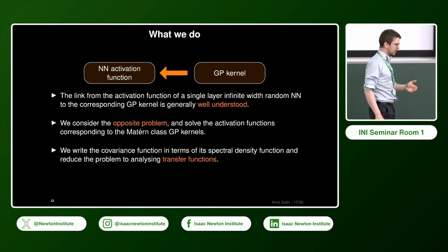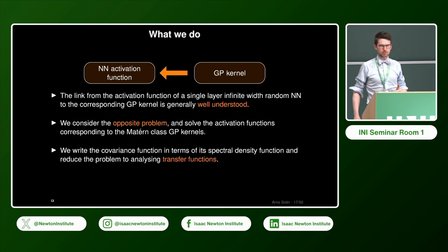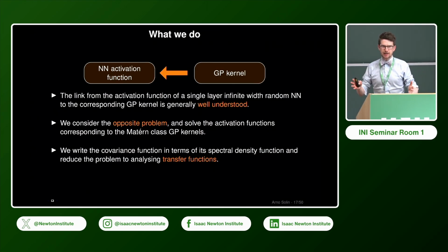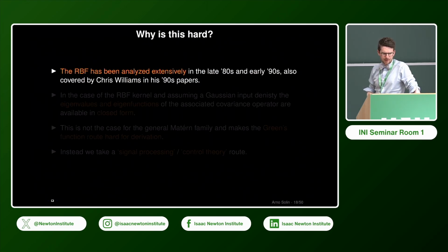And it turns out that there's probably a reason why people did not do this in the 1980s, when neural networks were also hot, and people actually maybe had more of a signal processing background back then. So there's a lot of people who were very well versed in transfer functions and spectral densities and so on. But no one really cared about the Matérn family in neural networks in the 1980s. So the RBF, the radial basis function, or the Gaussian kernel, has been analyzed extensively already in the 80s and 90s.